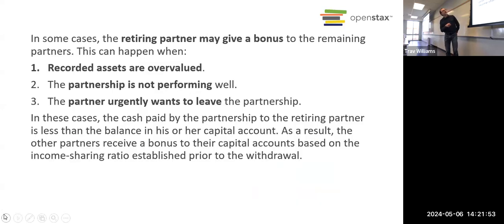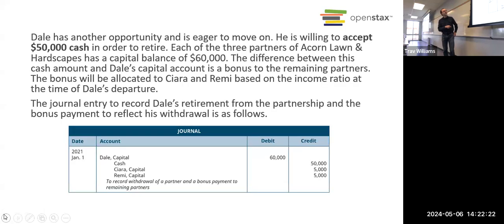So on the other hand, there might be a case where a partner who's leaving pays a bonus to the remaining partners. And again, it could be for a variety of reasons. Maybe the partnership is not really worth what it looks like on the books. Maybe the partnership's having some issues, or maybe the partner just really wants to get out. Here, I'll give you a bonus, just let me out of this deal. So here's what that might look like.